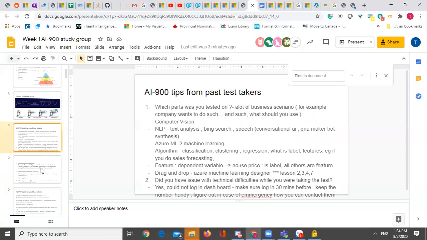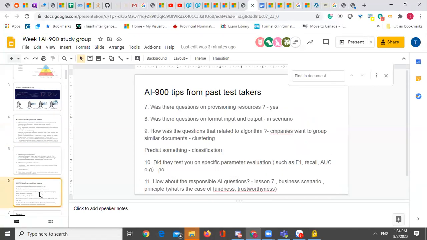All right, so next one. Question on format, input and output. Yes, in scenarios only. They won't ask you which formats computer vision supports. They don't ask that, they only ask in scenario questions. So pay attention to that and try to build the link between the business scenario and the one that I highlight in class.